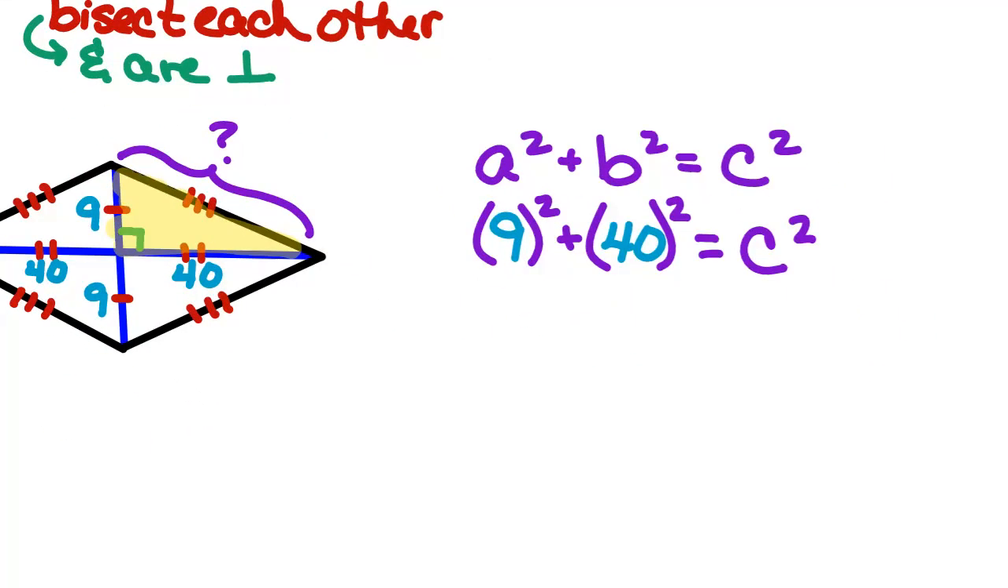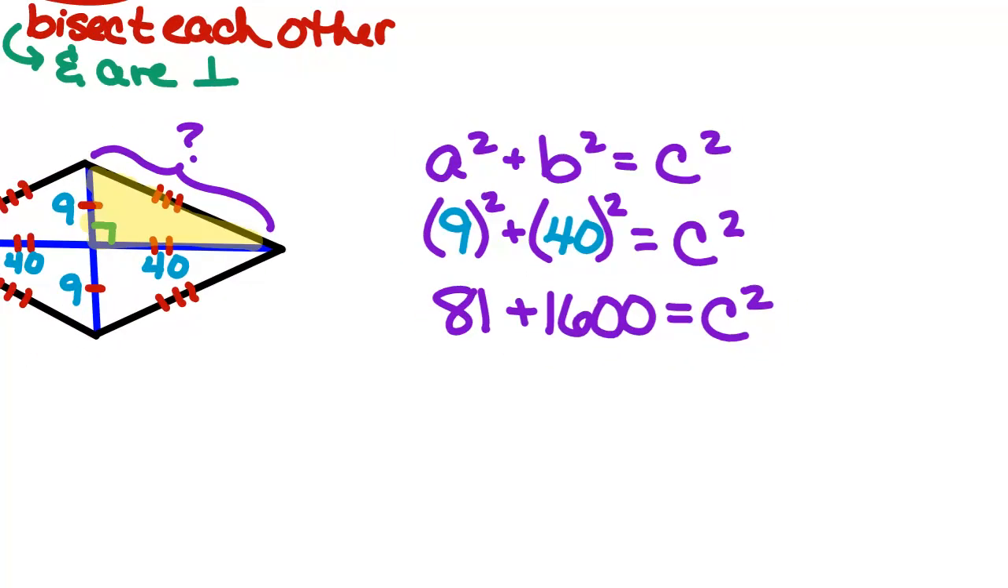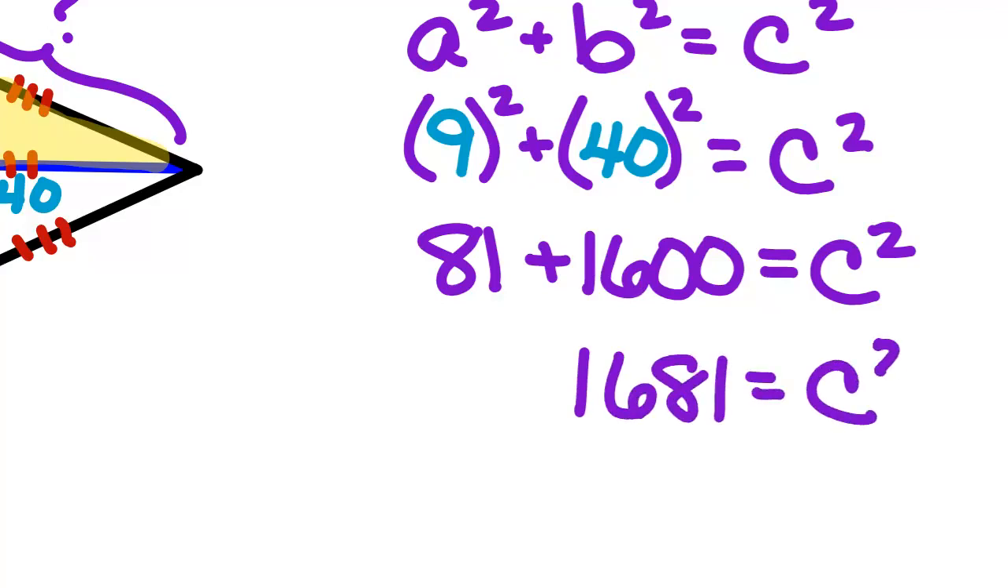What is 9 squared? 81. Plus, what is 40 squared? 40 squared. What does it mean to square something? Multiply something by itself. So we need to do 40 times another 40. 1600. So then we add 81 and 1600 together. That gives me 1681 is equal to c squared.